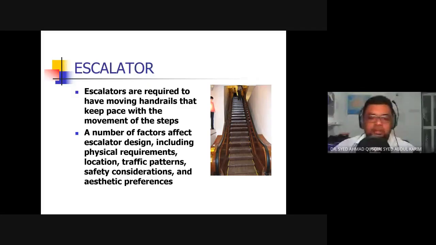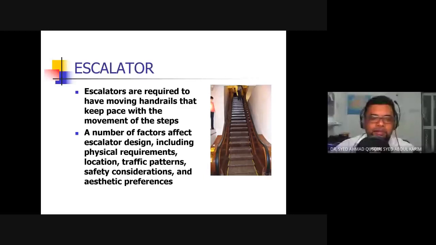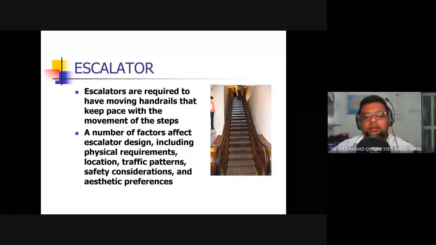Including physical requirements. What are the requirements of the client in terms of the physical look of the escalators? Sometimes this escalator would need to blend with the interior design of the building. So, this is something that needs to be discussed.